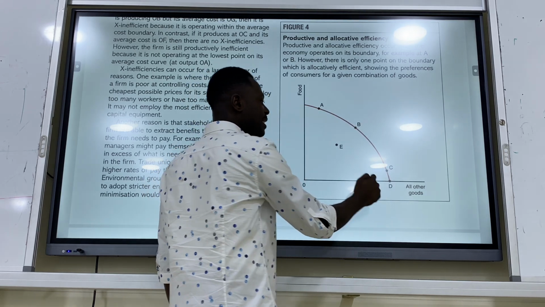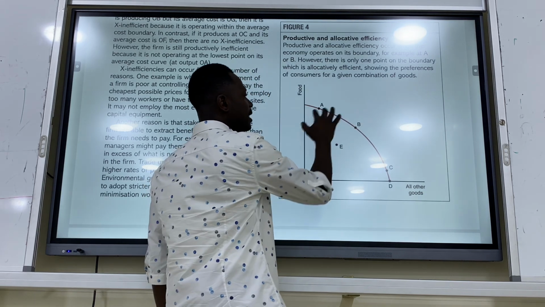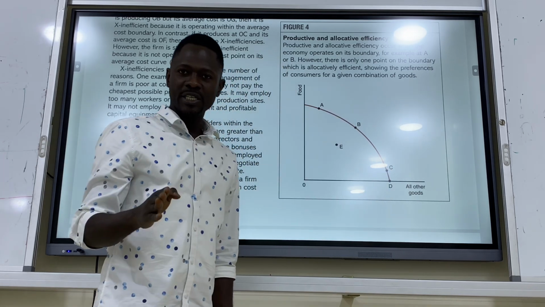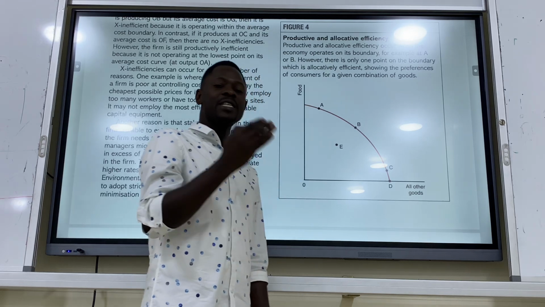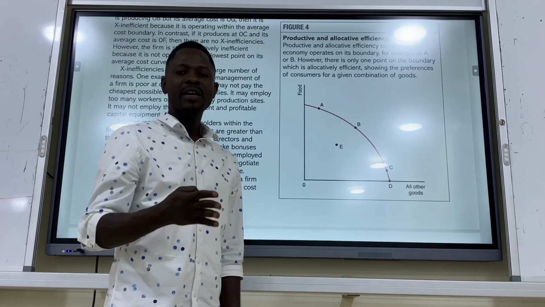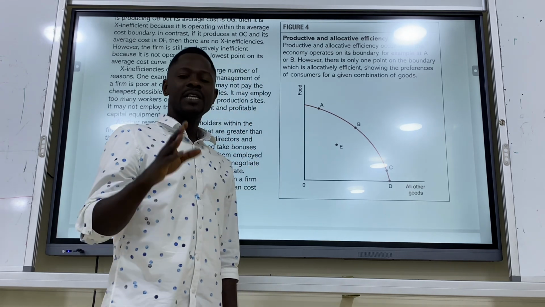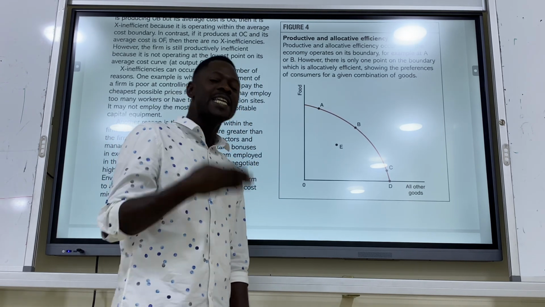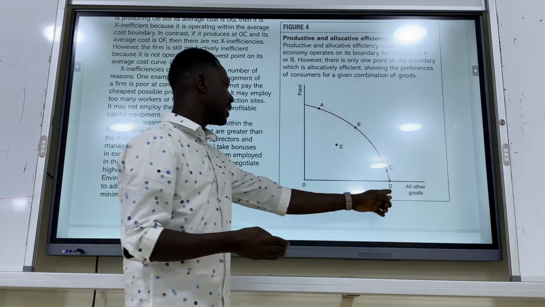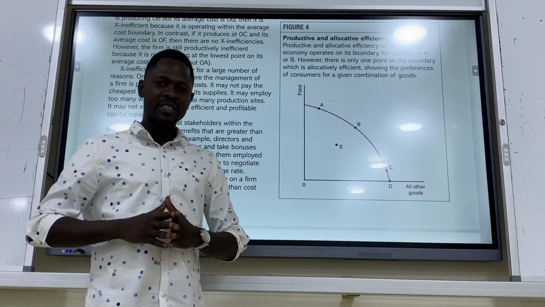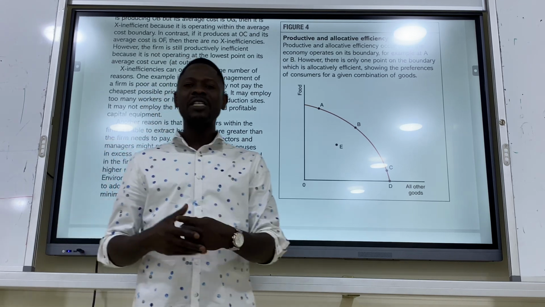At point D, it is point A, B, C, and E. These are allocative efficiency. But point D is allocative inefficiency. So for productive efficiency, there's point A, B, C, and D. For productive inefficiency, there's point E. For allocative efficiency, there's point A, B, C, and E. For allocative inefficiency, there's point D. That's the difference between productive efficiency and allocative efficiency. So next we talk about dynamic efficiency with the PPF.